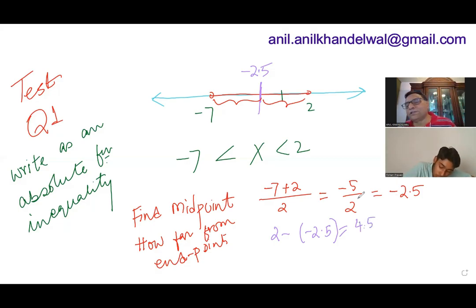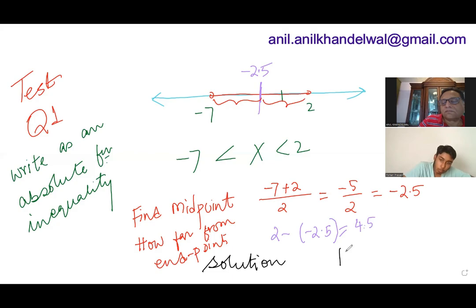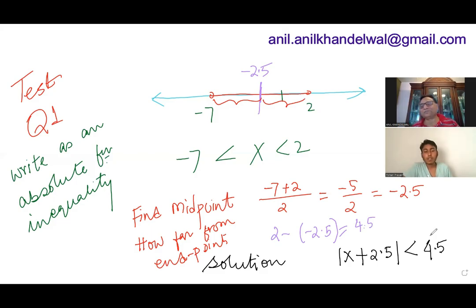So now can you write down the absolute value inequality? So then would it just be absolute value of x is greater than 4.5? You shift it left by 2.5. That means absolute value of x plus 2.5 is within 4.5. You get the idea? Find the midpoint and see how far you are from that midpoint. Excellent.